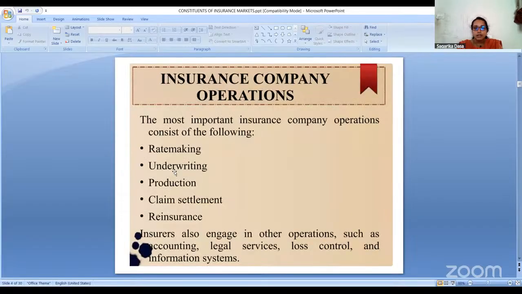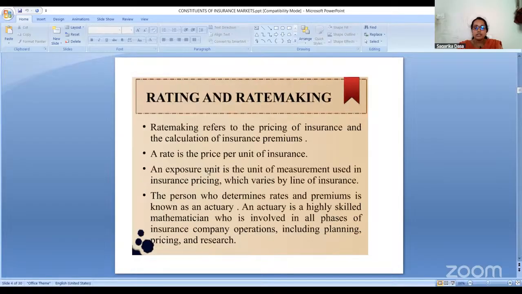Now, another topic we have is insurance company operations. What type of operations does the insurance company deal with? The most important insurance company operations consist of rate making, underwriting, production, claim settlement, and reinsurance. All these are the operations which the insurance company will deal with. Individually, let us discuss one after the other.